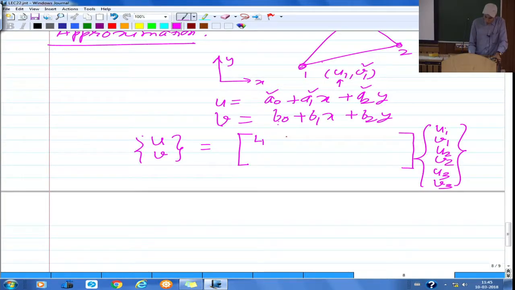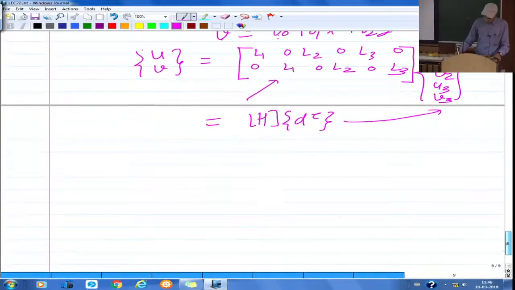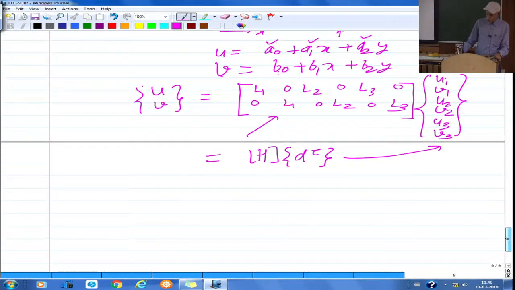Then here u is defined by u1 u2 u3. So the shape functions would be L1 0, L2 0 and then L3 0. That means you are just saying, like for temperature we had T as L1 T1 plus L2 T2 plus L3 T3, same way here you are saying u is u1 L1 plus u2 L2 plus u3 L3. Then here you will have 0 L1 0 L2 0 and L3. This you call your interpolation matrix H, multiplied by dE. So this is your H and this is your dE. Now we are going to substitute this; L1, L2, L3 have the same definitions, there is no change in that.